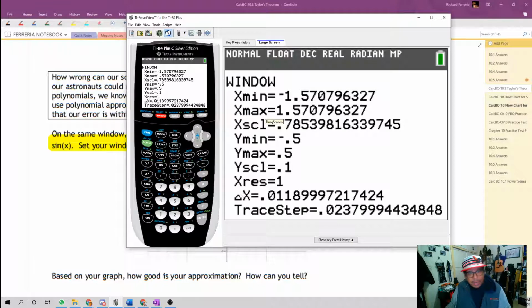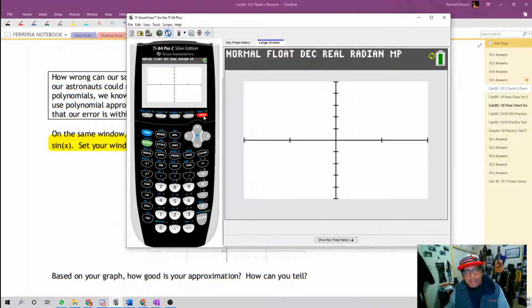We want to put negative pi over 2, so negative pi over 2. And that turns it into a decimal approximation, which is just fine. A good thing to do would be to adjust the scales. This tells you the distance between tick marks on the axis. Here I've set it at pi over 4. Y min and Y max are supposed to be negative 0.5 and positive 0.5, and I set these tick marks to be at 0.1. So if you adjust the window manually, make sure that you push the graph button. And here is sine x in that window.